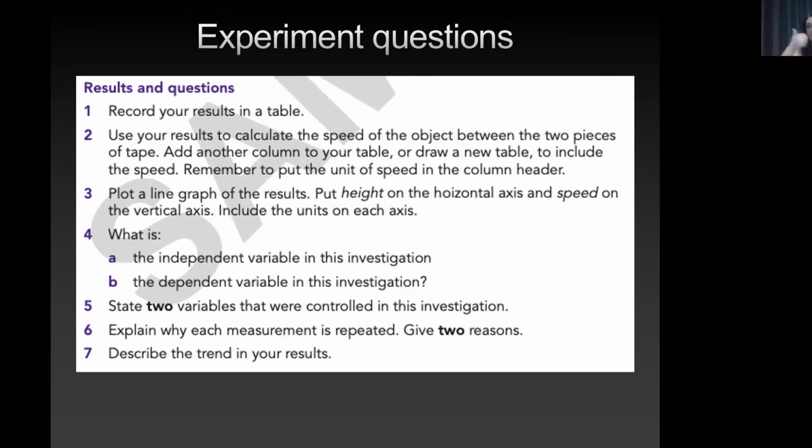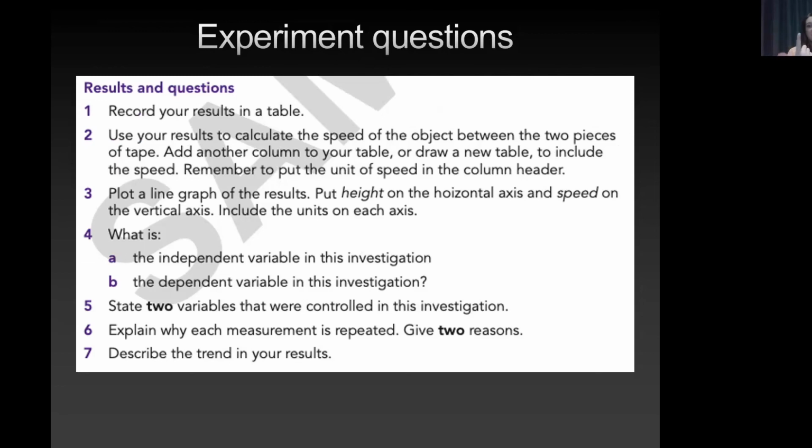Number 1 will be the height of the ramp, and number 2 will be the top of the ramp to the bottom of the ramp. So between the 2 stickies that we put down. Those are the 2 controlled variables. And then number 6, explain why each measurement is repeated. Give 2 reasons. So we repeat some measurements so that we can eliminate any mistakes we could be making. That's the first reason. We try and eliminate mistakes by having more measurements.